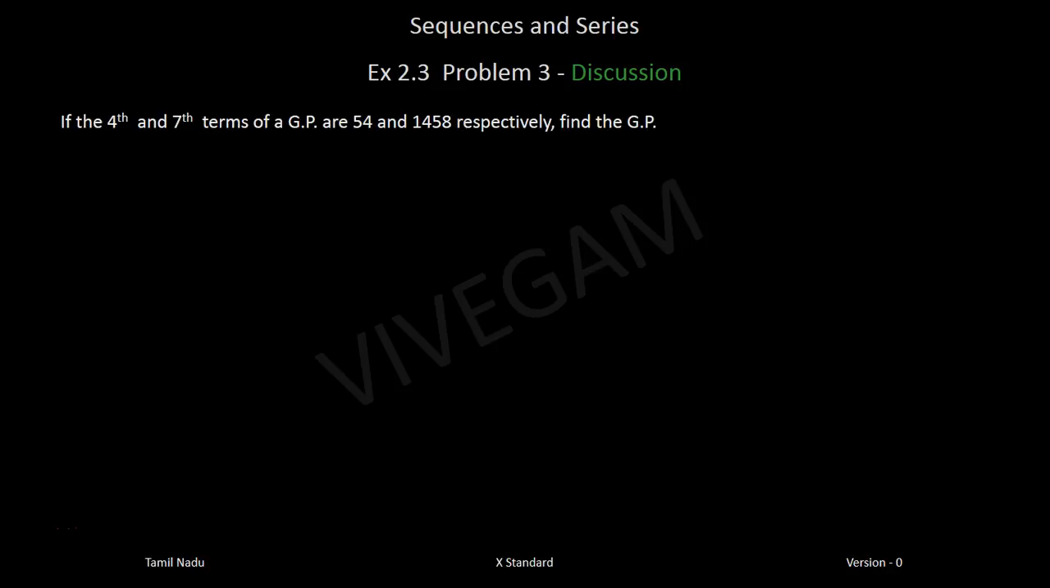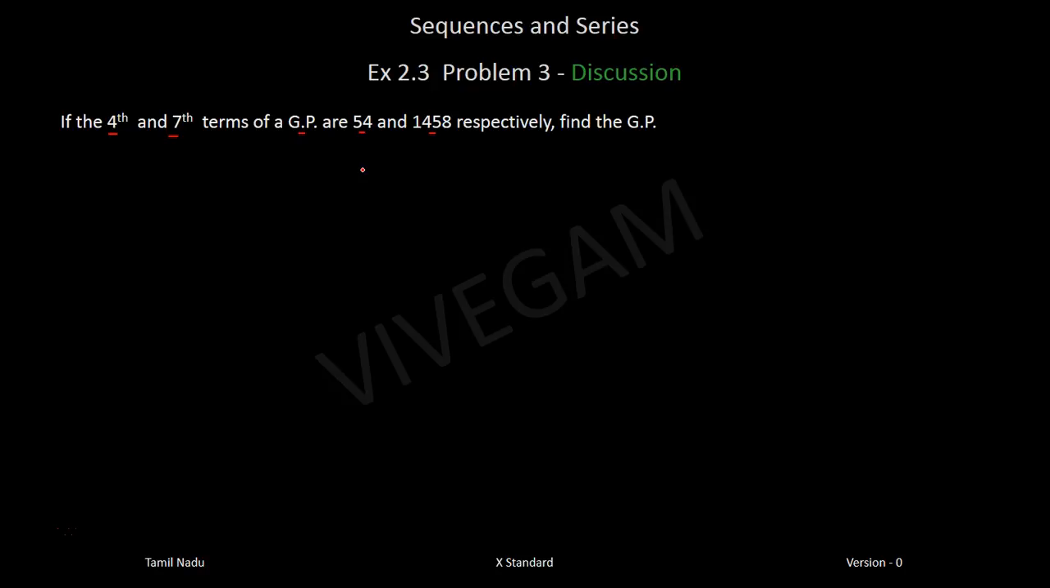So let's read the problem. If the fourth and the seventh terms of a GP are 54 and 1458 respectively, find the GP. Okay, let's mark what is given here. The fourth term is given, the seventh term is given. The fourth term is 54 and the seventh term is 1458 and it's a GP.